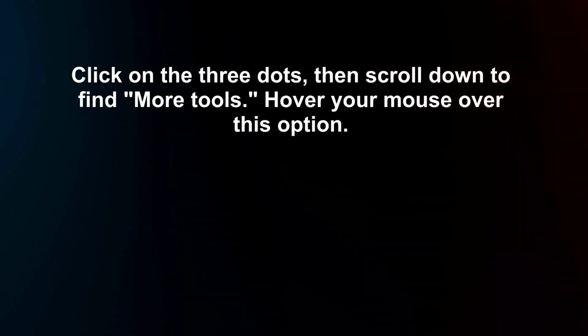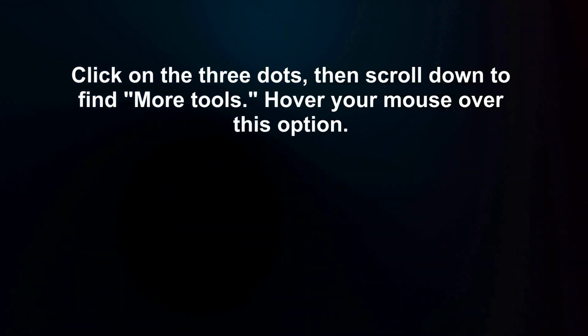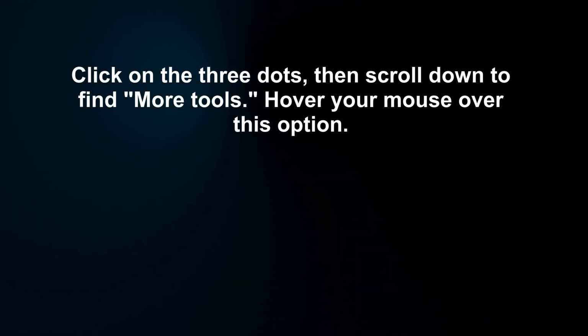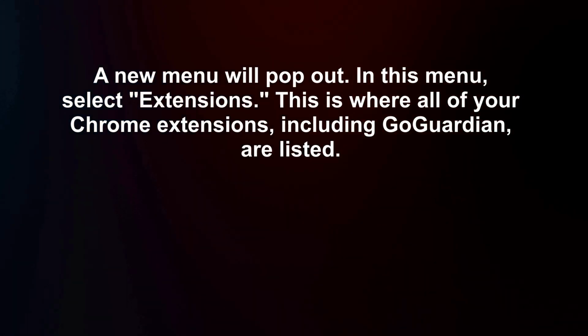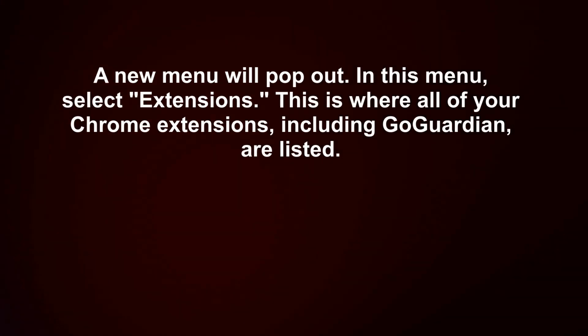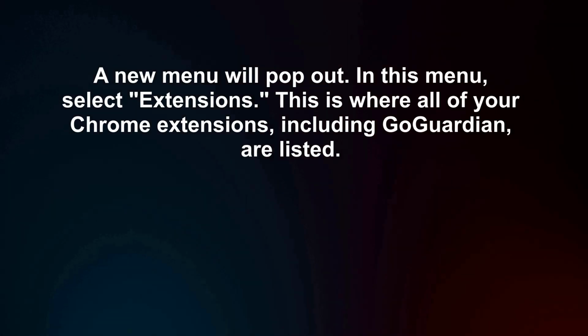Click on the 3 dots, then scroll down to find More Tools. Hover your mouse over this option. A new menu will pop out. In this menu, select Extensions. This is where all of your Chrome extensions, including GoGuardian, are listed.